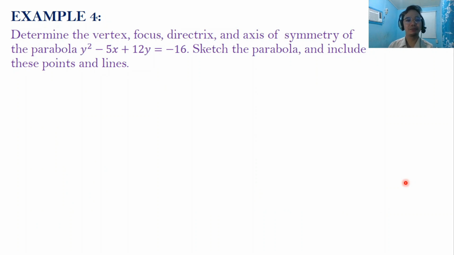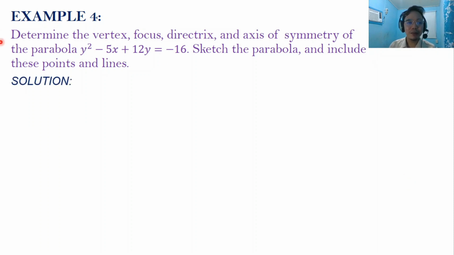Example number 4. Determine the vertex, focus, directrix, and axis of symmetry of the parabola y squared minus 5x plus 12y equals negative 16. And also sketch the parabola and include these points and lines. So, paano natin uumpisahan ang ating problem?